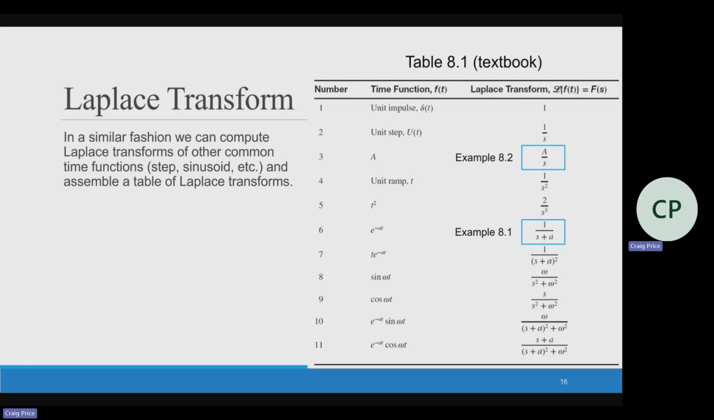And then we have ramp. We've got a t squared. We see this quite a bit, e to the negative at, something that's dying out. And then we've got sine and cosine. So they're slightly different. Then lastly, we have our a e to the negative at sine or cosine omega t.